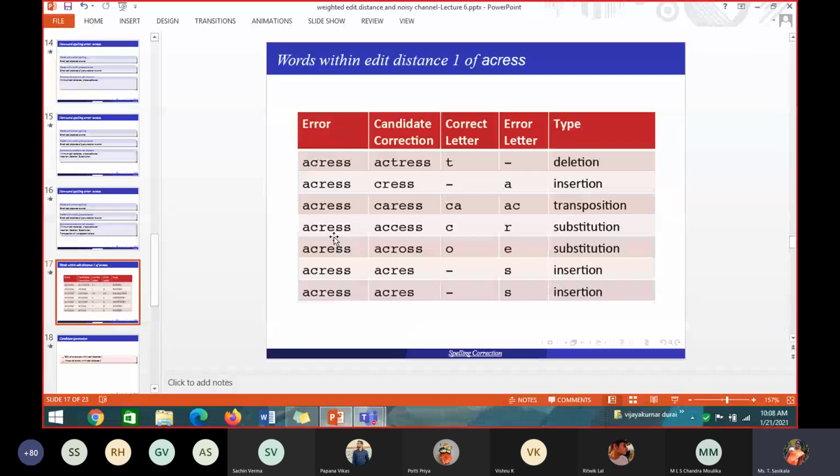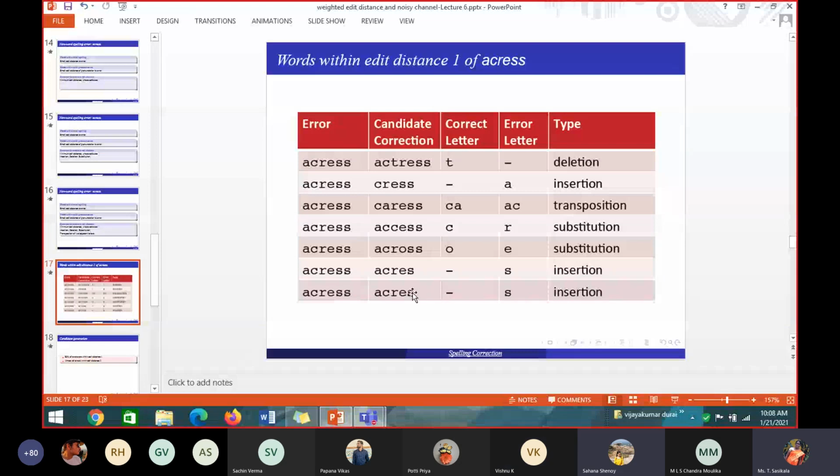Next one here, can you tell me what operation for acres? My input word is ACRES, but when I type it on a keyboard, I got the error word ACRESS. So null, the dash in my correct word, is replaced by S in my error word. So what type of operation is applied? Insertion. Insertion. Why have I written it here again? Can you tell me? Same thing twice. Yeah, the first S is different from the second S.